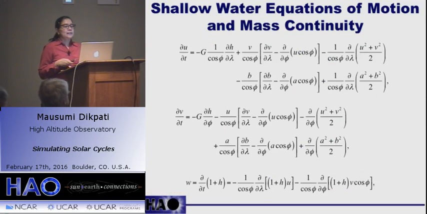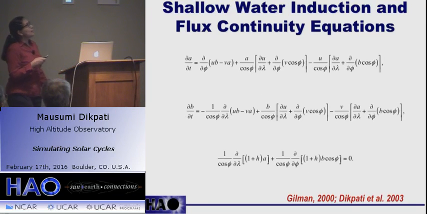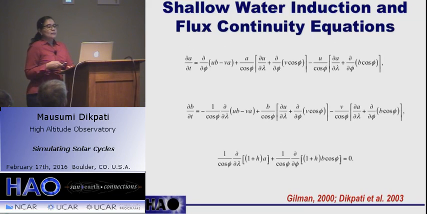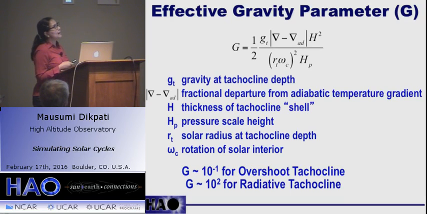I am not describing the shallow water equations in detail, but basically these are the equation of motion and the mass continuity equation, which you can readily find in Pedlosky's book, and there is an MHD analog. So this is the magnetic induction equation and the flux continuity equation. The shallow water model can be solved numerically, and there is a dimensionless parameter that I need to describe.